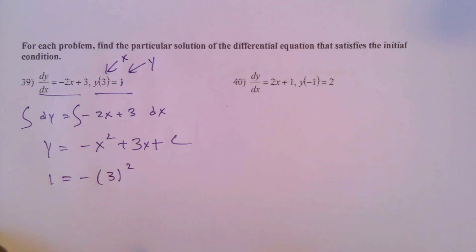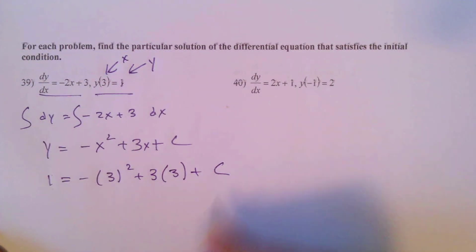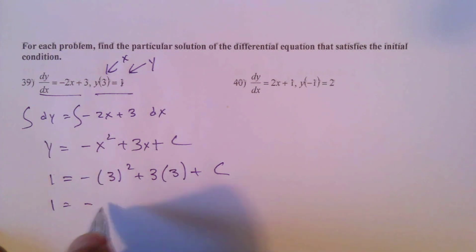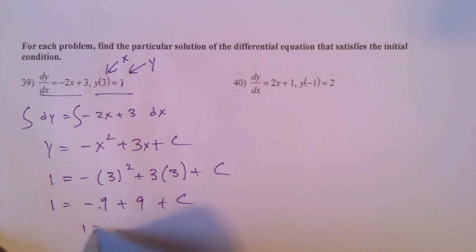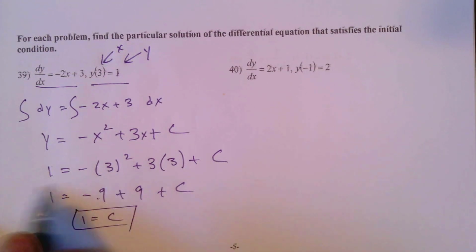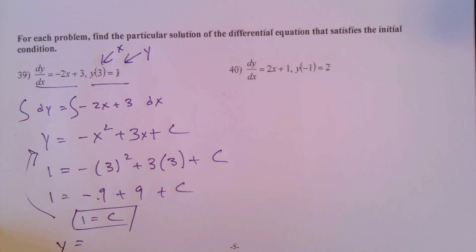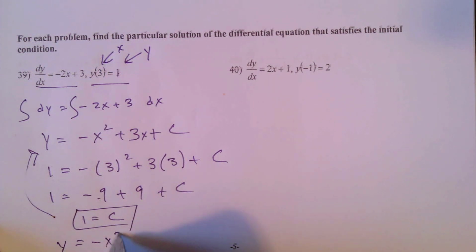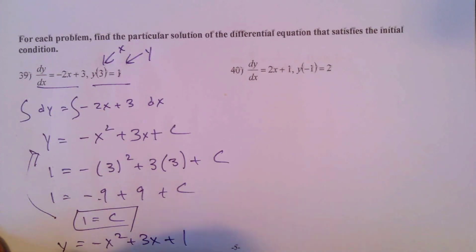I forgot, this is 3x here. So 3 times 3 plus c. 1 equals, simplify this. This is negative 9, this is positive 9. These would cancel out. So we have 1 is equal to c. And then once we have the c value, we're going to go back to this and plug it in. So our particular solution here is not negative x squared plus 3x plus c, but y equals negative x squared plus 3x plus 1, because we just found that c is equal to 1.